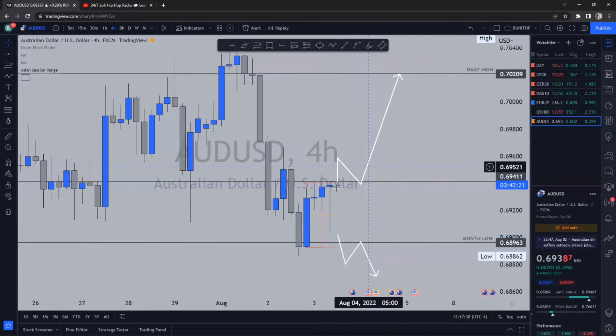This is where we wait for a break of structure, as in a break of these highs, or a sell down to respect these lows and go back up, or a break all the way down and break this zone and come back and reset.